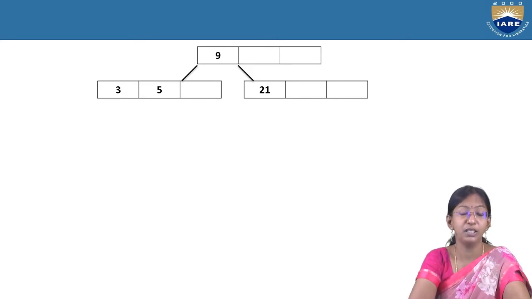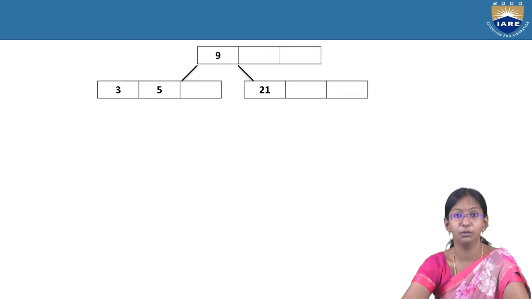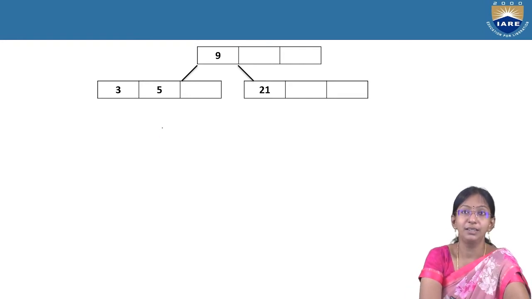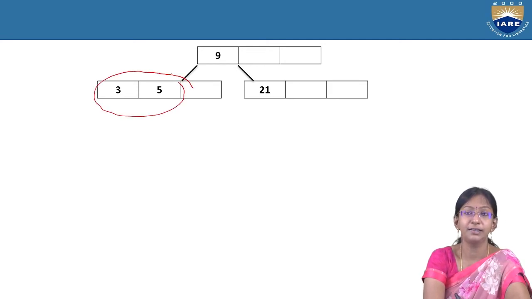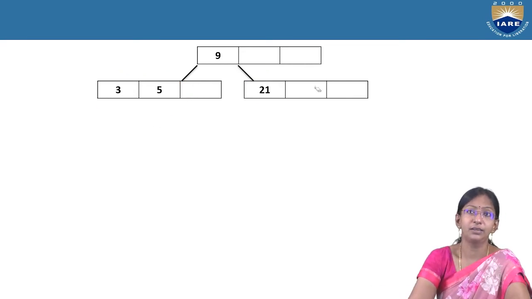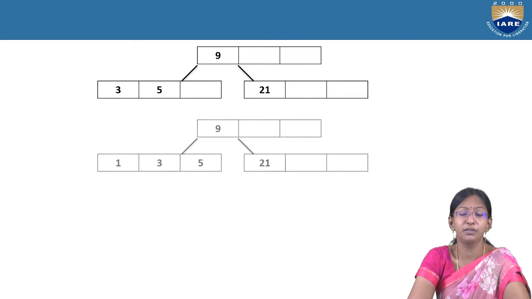I hope you understood. Each and every node will be of order 4, guys. Even if it is having a single element, it will be of order 4. So you can see such properties prevailing. 3 and 5 are less than 9, whereas 21 is greater than 9. Very good. Next, what is the next value which you have to insert, which is 1.